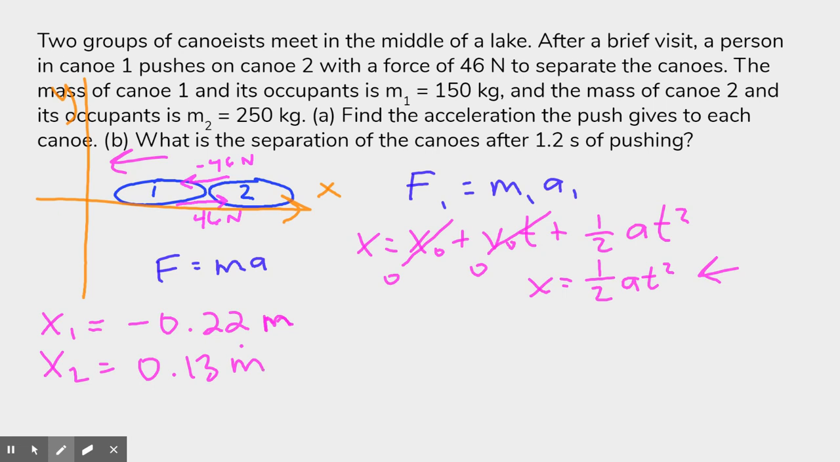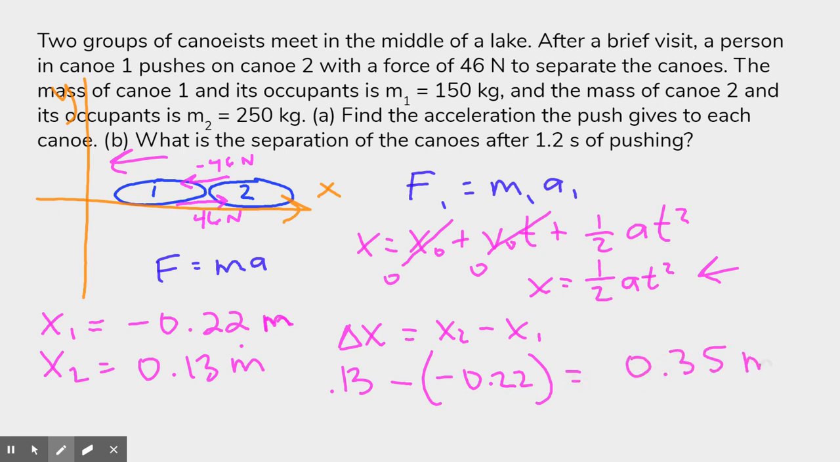Now, we're not quite done. We want to know what this is total, so how far they are away. That means we need the delta X. To find delta X, we're going to have X2 minus X1, which is 0.13 minus a negative 0.22. So our final answer is 0.35 meters. That would be their final distance apart and the answer to part B.